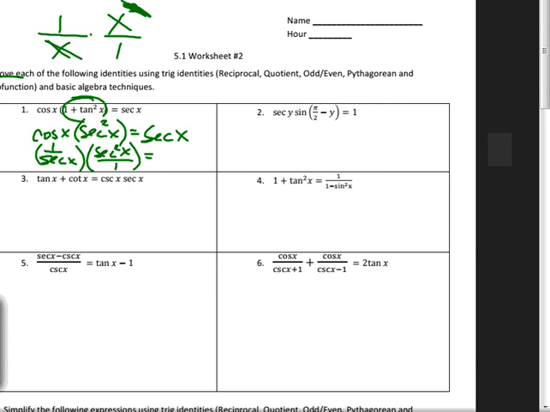Same idea. This secant can cancel one of these secants. That's a secant times a secant. So it's not secant squared anymore because that part cancels. And yay, secant is equal to secant.